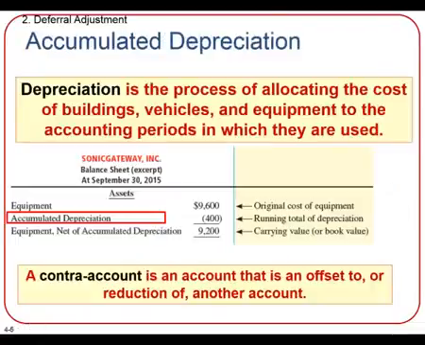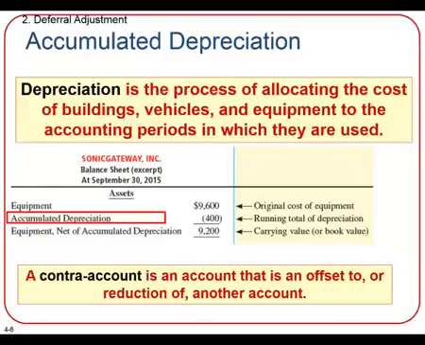Have you ever heard someone say that when you drive a new car off the parking lot, it automatically starts to depreciate? In this case, they mean that the value goes down. In accounting, we use the term depreciation. Depreciation is the process of allocating the cost of buildings, vehicles, and equipment, any sort of long-term asset, to the accounting periods in which they're used. Basically, we want to reduce the value of assets because they actually get used up.